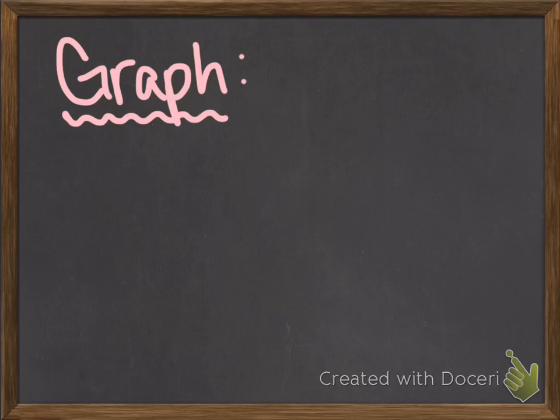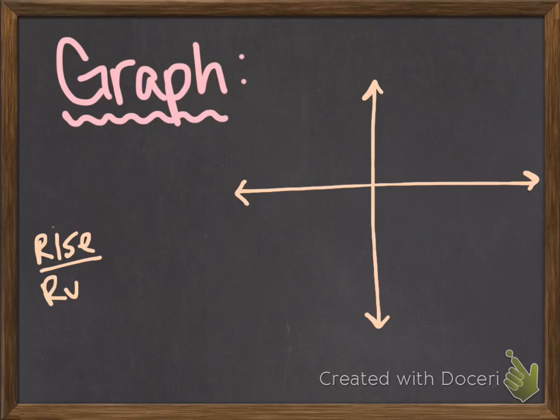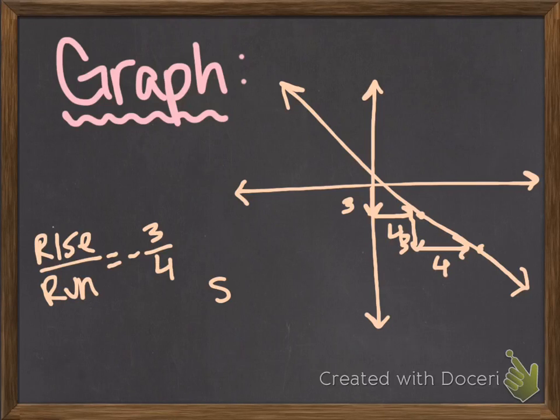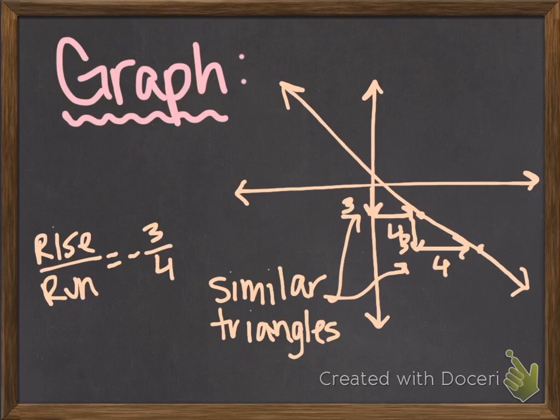When you graph a line, we talk about rise over run. Let's say we have a graph that has a slope of -3/4, and we're going to start at the origin. This means that I would fall 3 and run 4 and make a point, fall 3, run 4, make a point, and then connect the points with a straight edge. So our slope shows up with these similar triangles showing our rise over run.